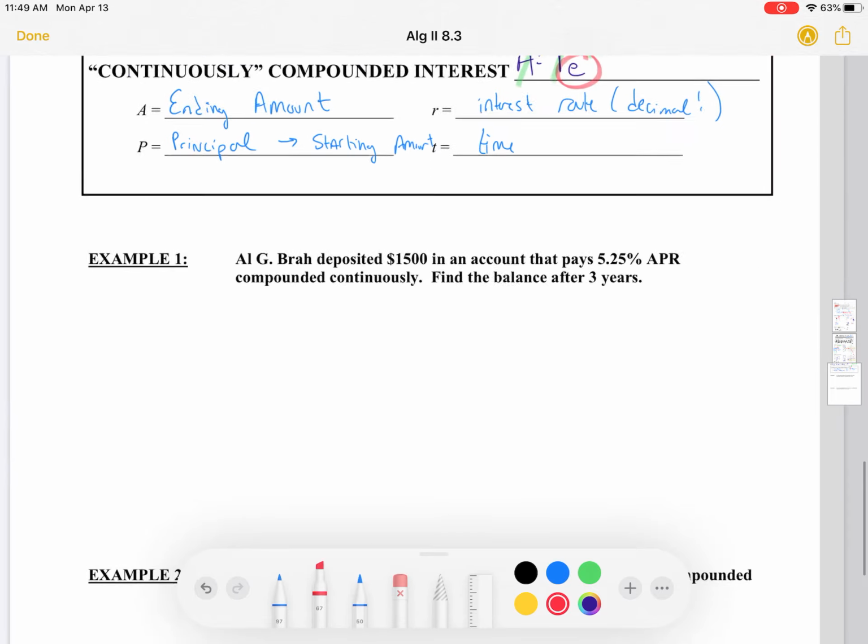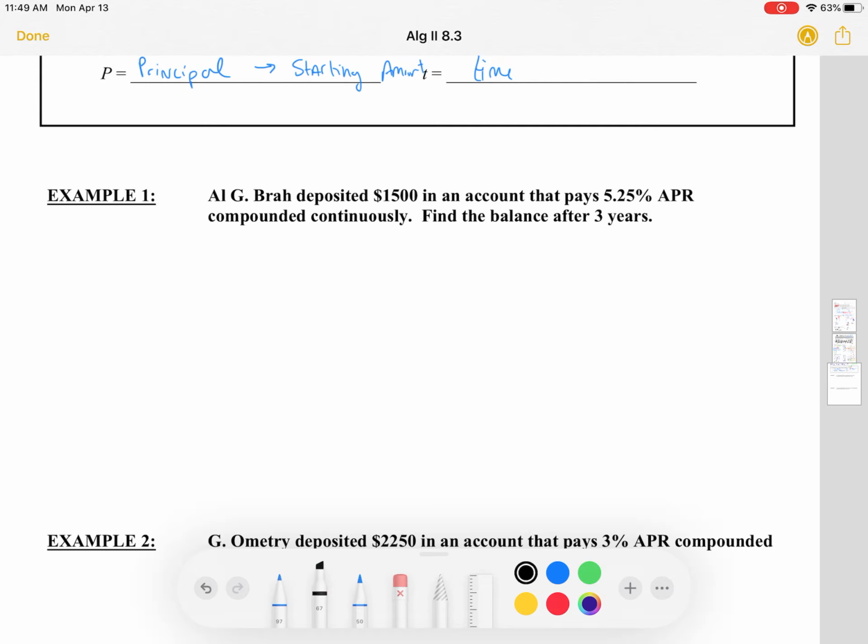Okay. So now we are going to work on examples. On both of these, I'm going to start by writing the equation down before I do anything else. So example 1 says Algebra. Get it? Algebra. Okay, anyways, he deposited $1,500 in an account that pays 5.25% APR. What the APR stands for is annual percentage rate, and it's compounded continuously. So that compounded continuously, that's what tells us, hey, we got to use the PERT formula. A equals P times E raised to the RT power.